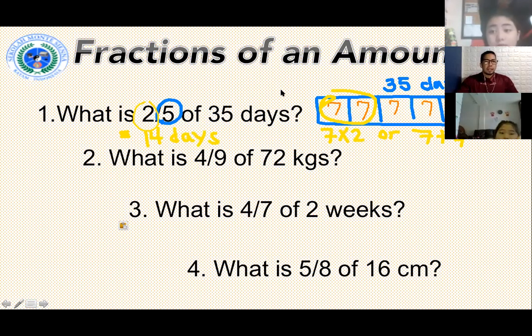Let's try the second example. What is 4/9 of 72? First, we draw a box.